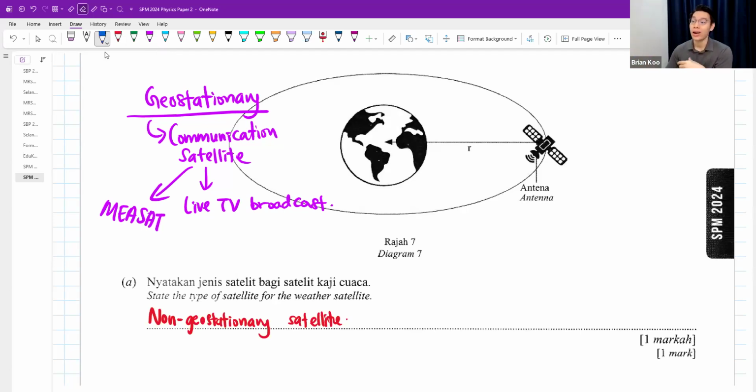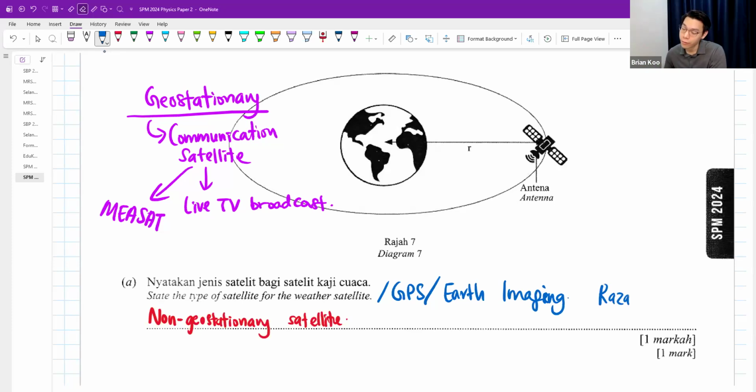For example, weather satellite, GPS, Earth imaging satellite, and any other names other than Measat. For example, there's a satellite called RazakSAT. Basically anything other than Measat, which is a communication satellite or live TV broadcast, that one is geostationary. Everything else is non-geo, right?